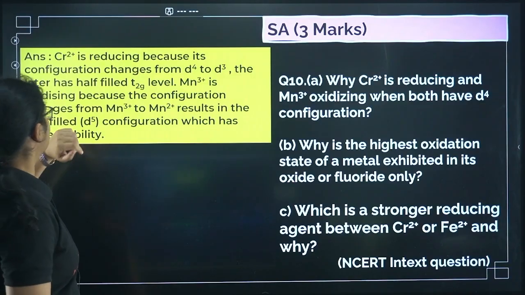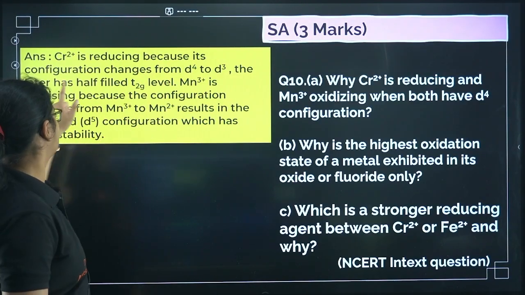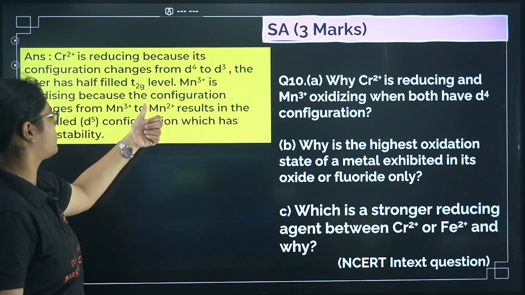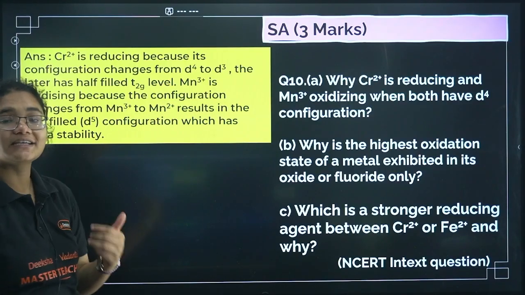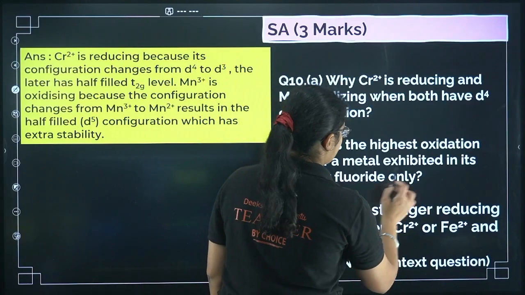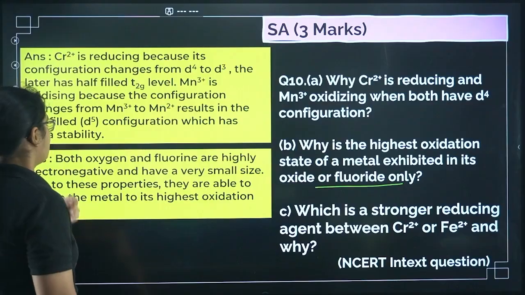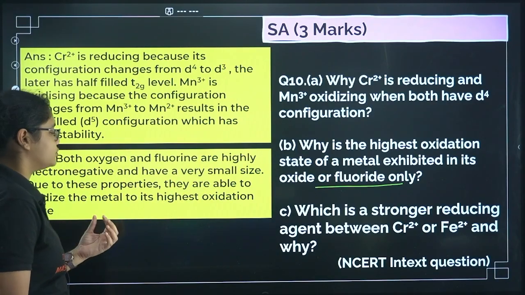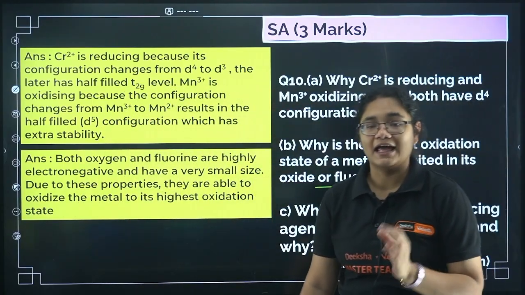How will you explain it? Cr2+ is reducing because its configuration changes from d4 to d3, the latter has a half-filled t2g level. And Mn3+ is oxidizing because the configuration changes from d4 to d5, resulting in the half-filled configuration which has extra stability. Next, why is the highest oxidation state of the metal exhibited in the oxides and fluorides only? That is because both oxygen and fluorine are highly electronegative and are very small in size. Due to these properties, the higher oxidation states are stabilized by oxygen and fluorine.